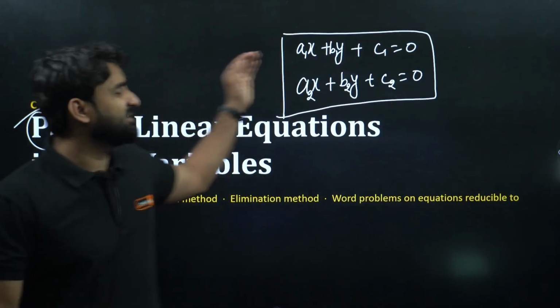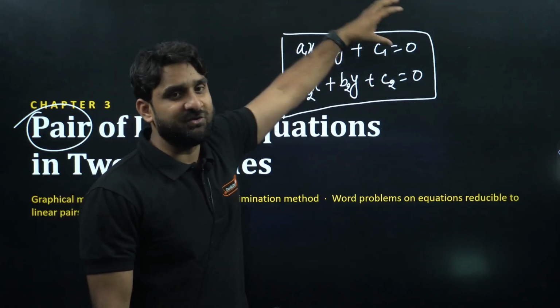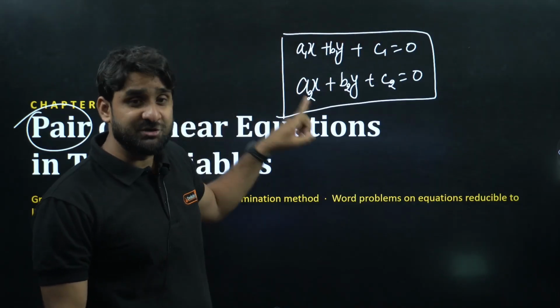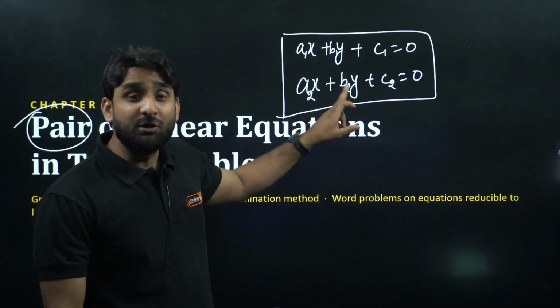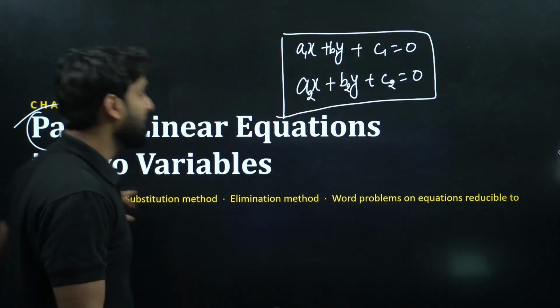a1, b1, c1: a1 and b1 are the coefficients of x and y, and c1 is the constant term in the first equation. a2 is the coefficient of x in the second equation, b2 is the coefficient of y in the second equation, and c2 is the constant term in the second equation. Okay, then we have to solve.